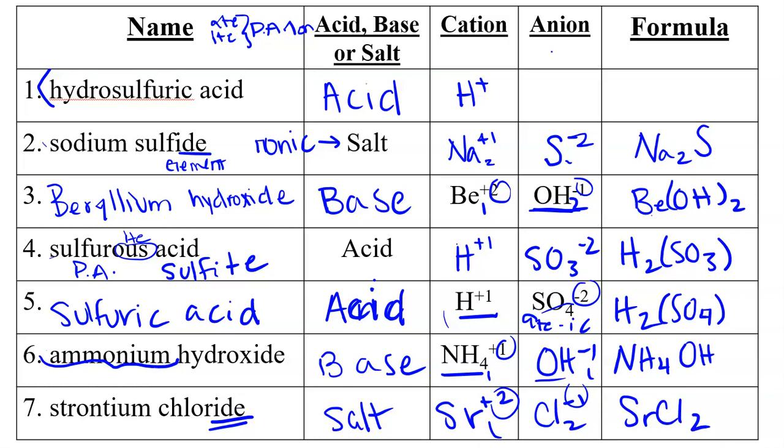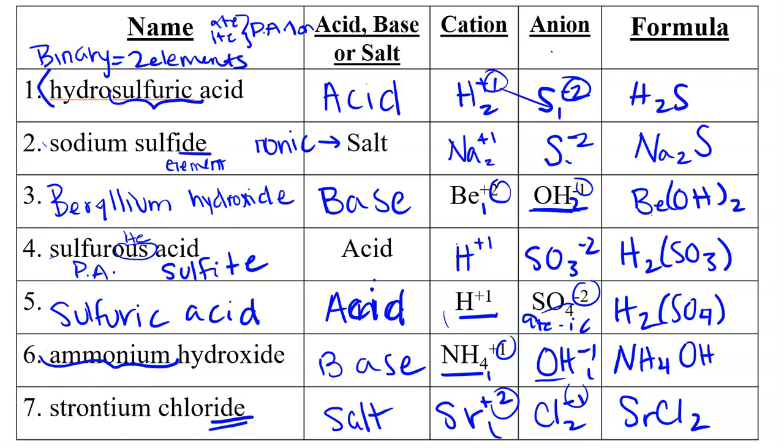All right, and then we come back up here. I can finish this first one out. So hydrosulfuric acid, since this is binary, that means that there's just 2 elements. So this is not going to be a polyatomic ion. It's just going to be sulfur. Okay, and sulfur has a charge of -2. I'm going to bring that 2 down here. Bring this 1 from my hydrogen down here. So it's going to be H2S.